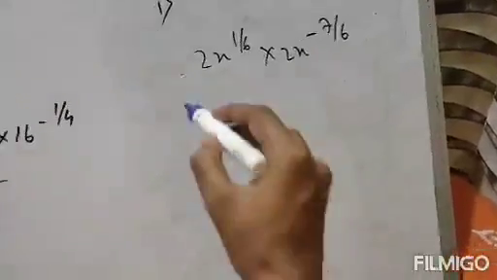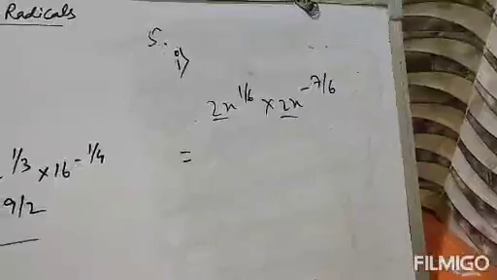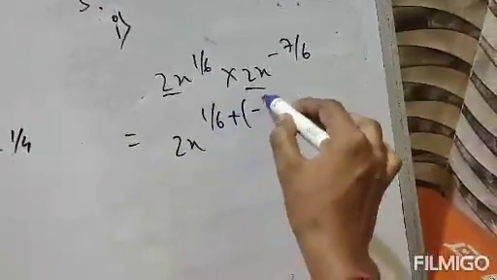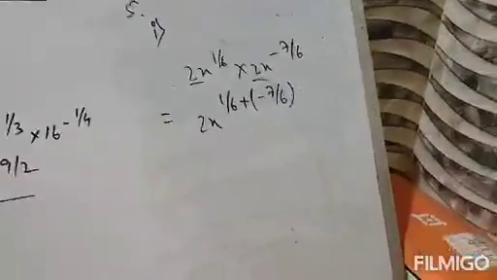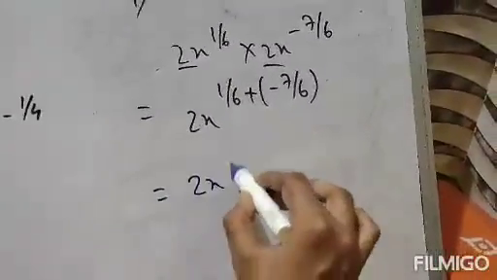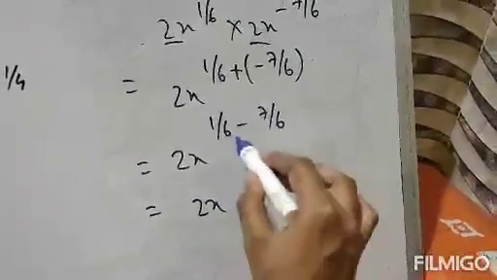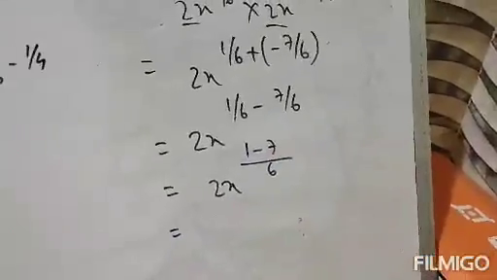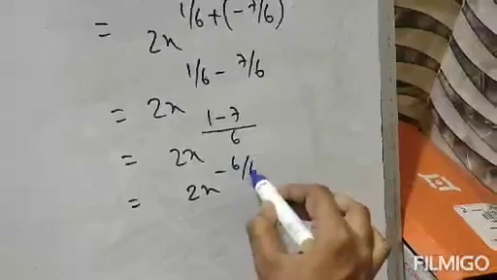That is the question. Now see, here bases are same and it is multiplied. Base is 2x and it is multiplied. That means the normal rule, the powers will get added. So one power is 1 by 6 and the second power is minus 7 by 6. So it will get added. Clear? So 2x to the power 1 by 6 plus minus 7 by 6. LCM is 6. 1 minus 7, that is 2x to the power minus 6 by 6.